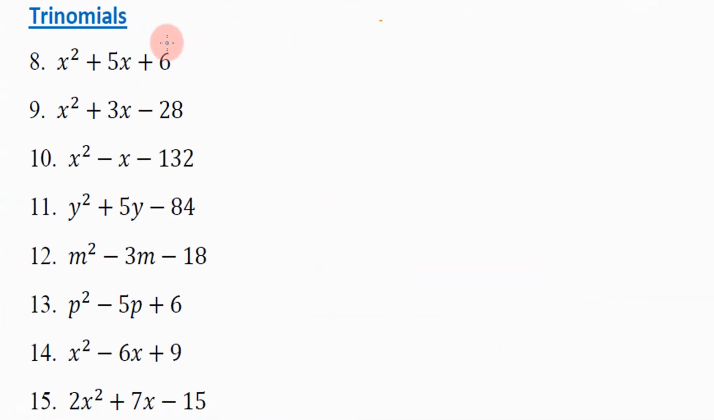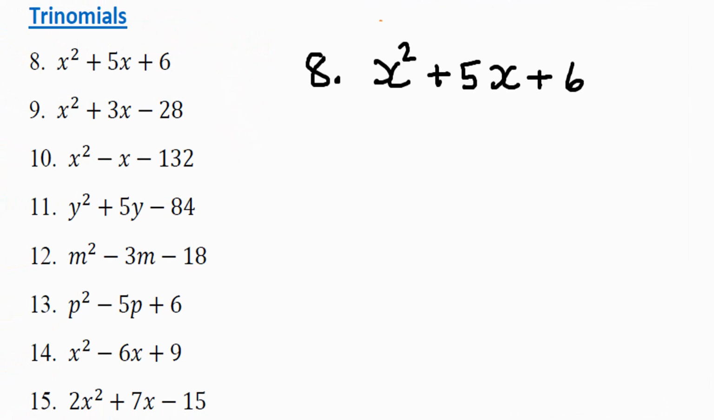Let's look at factorizing the trinomials in this tutorial. So let's start with number 8. Now, when the x squared coefficient, in other words, the number in front of the x squared, is 1, then factorizing a trinomial is quite simple.